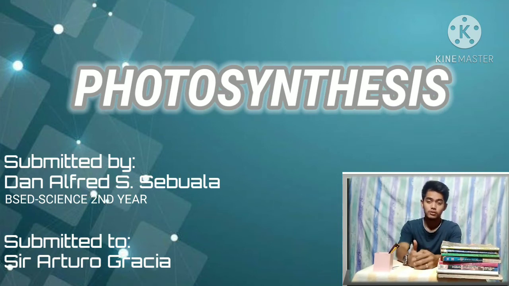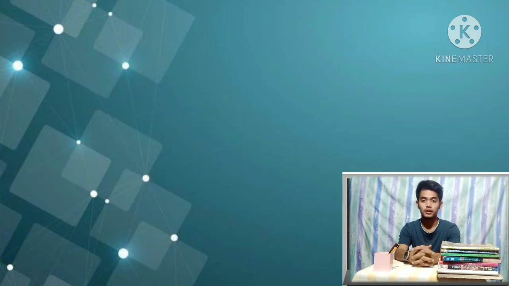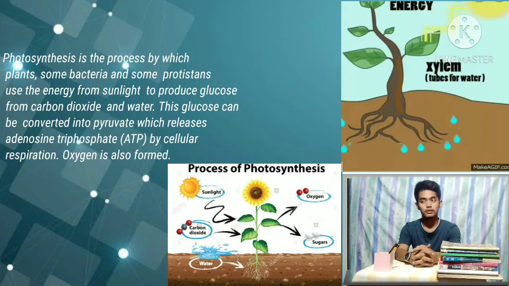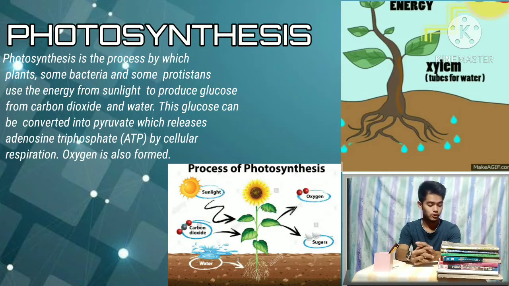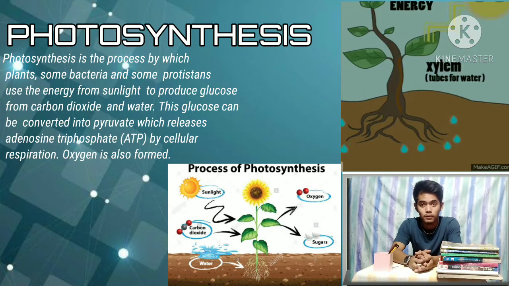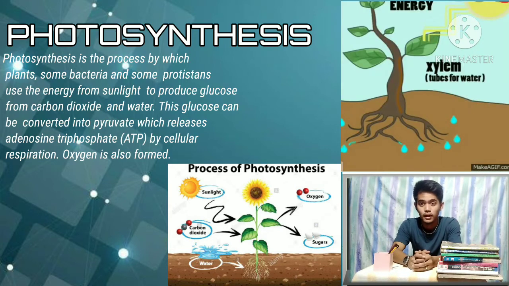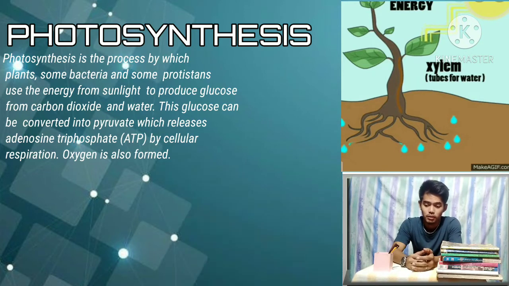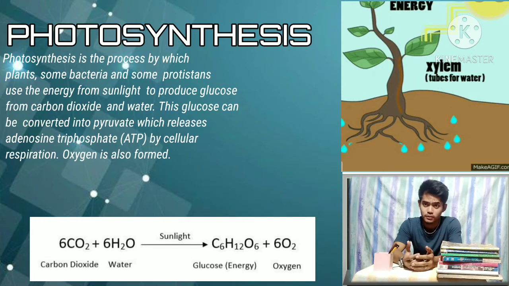Photosynthesis is the process by which plants, some bacteria, and some protists use the energy of sunlight to produce glucose from carbon dioxide and water. This glucose can be converted into pyruvate, which releases adenosine triphosphate by cellular respiration and another process. Oxygen is also formed. Photosynthesis may be summarized by the word equation.